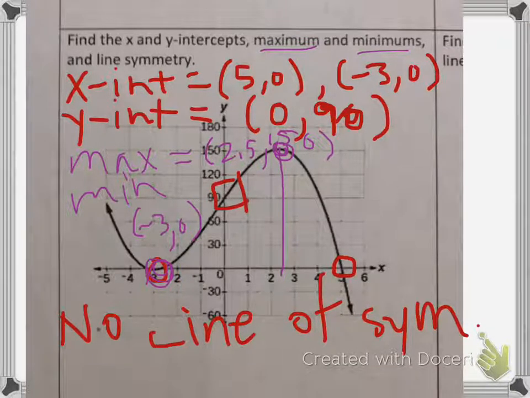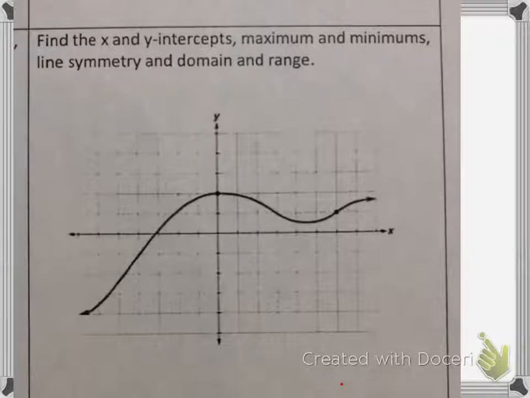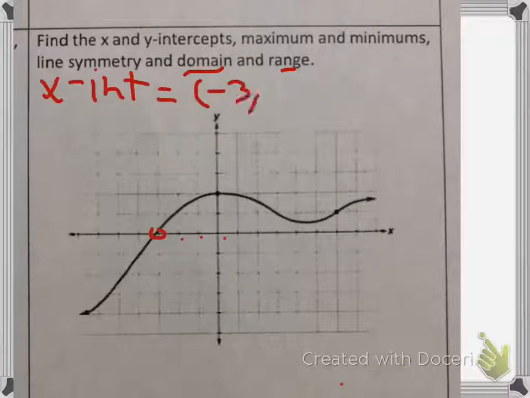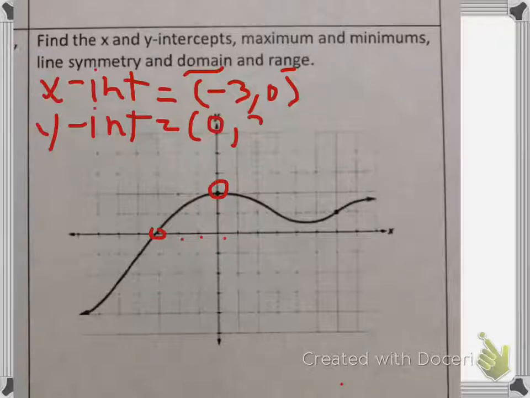All right, one last example on this. It says find the x and y intercepts, the maximums and minimums, and the line of symmetry. And then we added on domain and range from last week. So let's see if we can figure out all of those. So x and y intercepts, let's start with it. The x-intercept is where your graph touches or crosses the x-axis. So there's 1 point right there. So I'm over 1, 2, 3, so negative 3, 0. My y-intercept is where my graph touches or crosses the y-axis, and there's only one of those, which is right here. So we're over 0 and we're up 2.